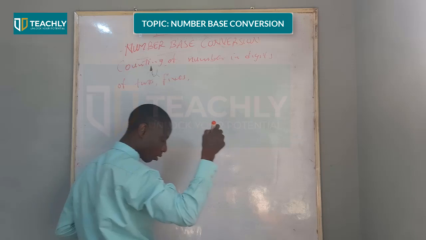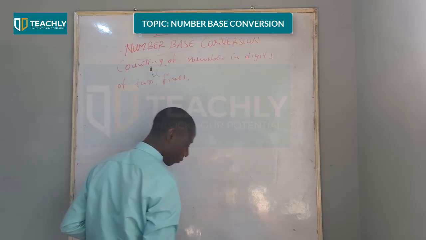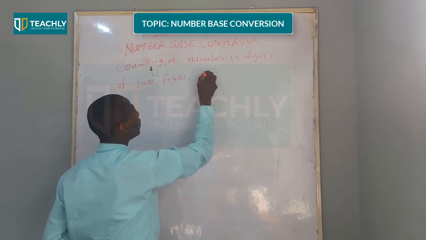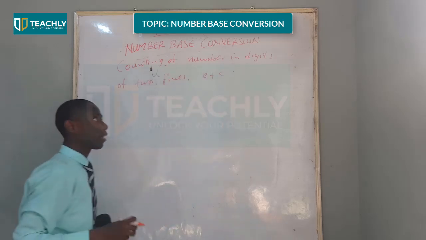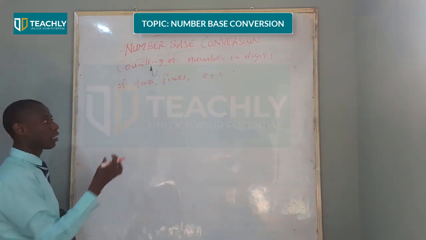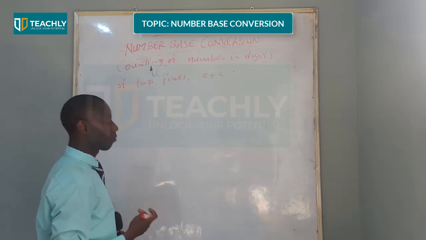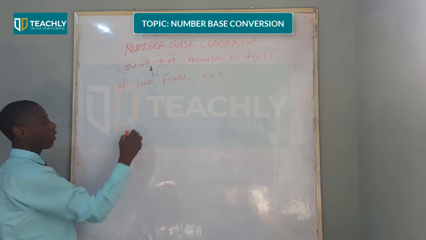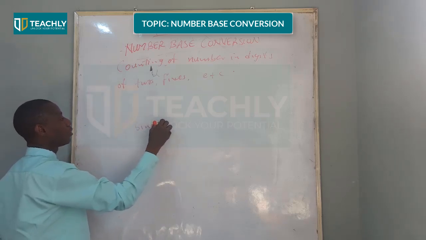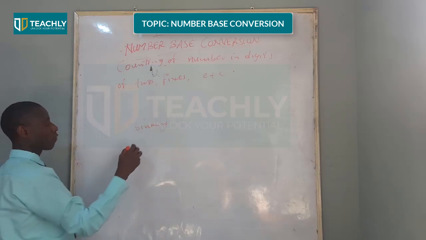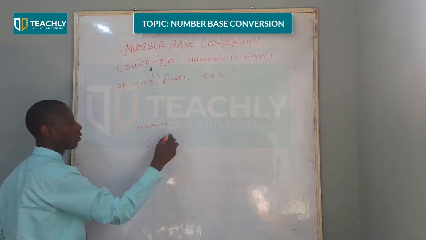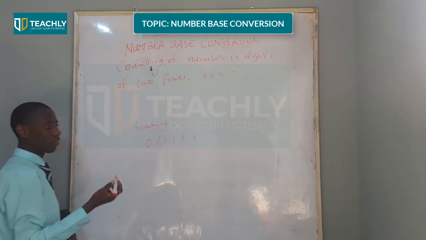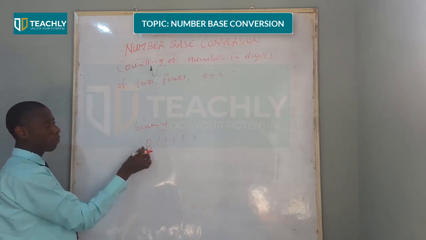We have 5, etc. So we are talking about when we count numbers in groups of digits. So we can count, for example, a binary number. If you are saying binary number, let's say you have a number like this. So when you are counting the number, you count by grouping them of what?